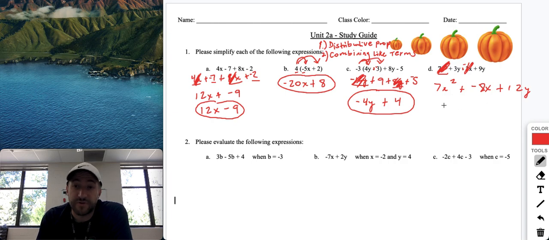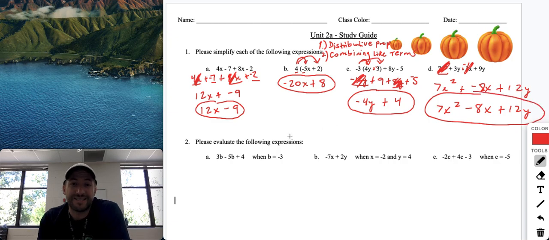Now, this is just fine if you wrote it like this, but you might also write it like this, 7x squared minus 2x, because we don't usually leave plus and negative whenever we're simplifying. That's why you won't see it in a problem. You would just see the minus. But these are the same thing, and whatever you wrote, I would definitely count. Plus 12y, that's our simplified expression right there.